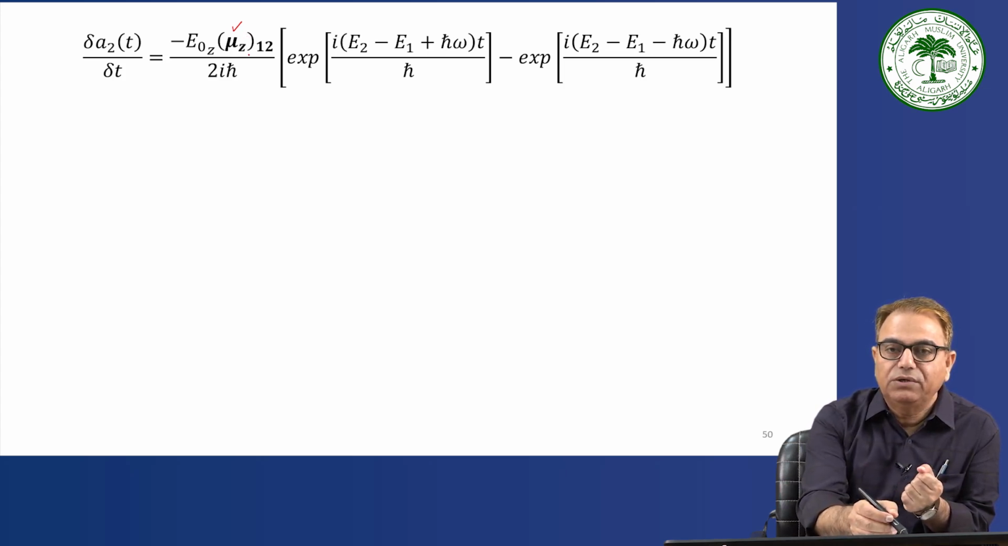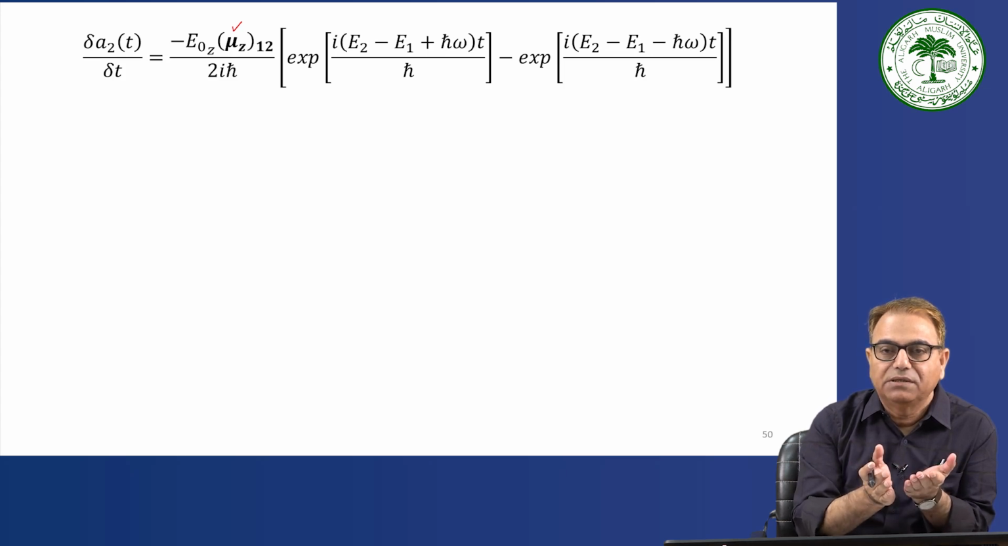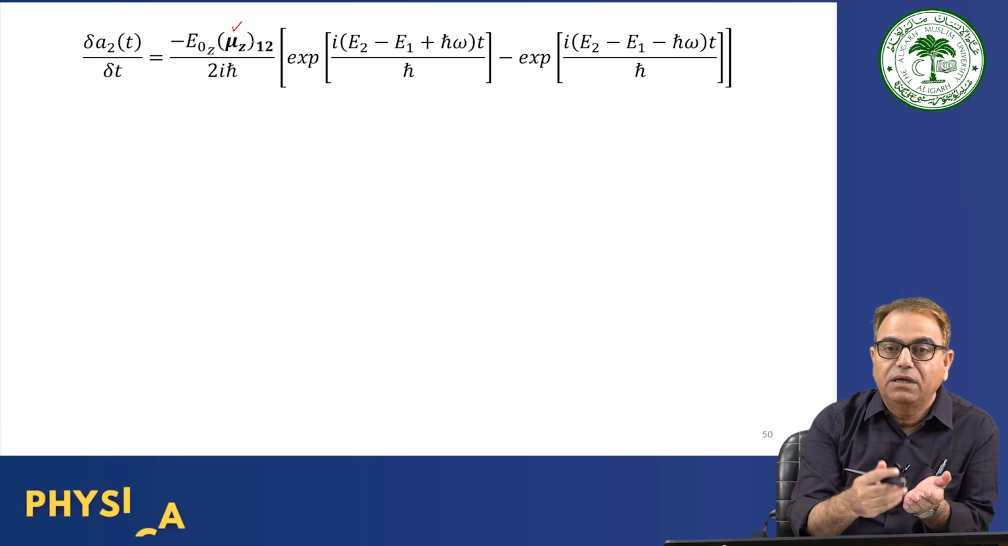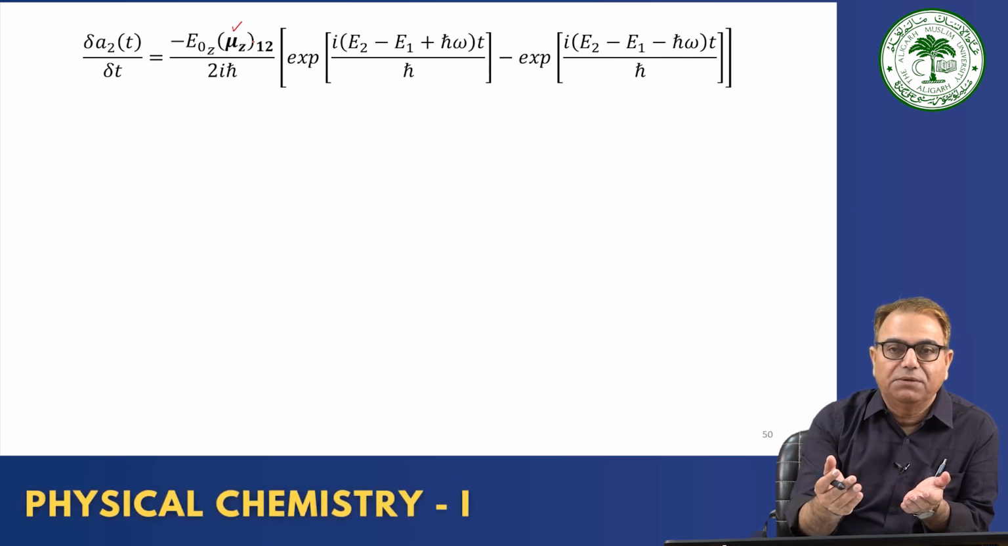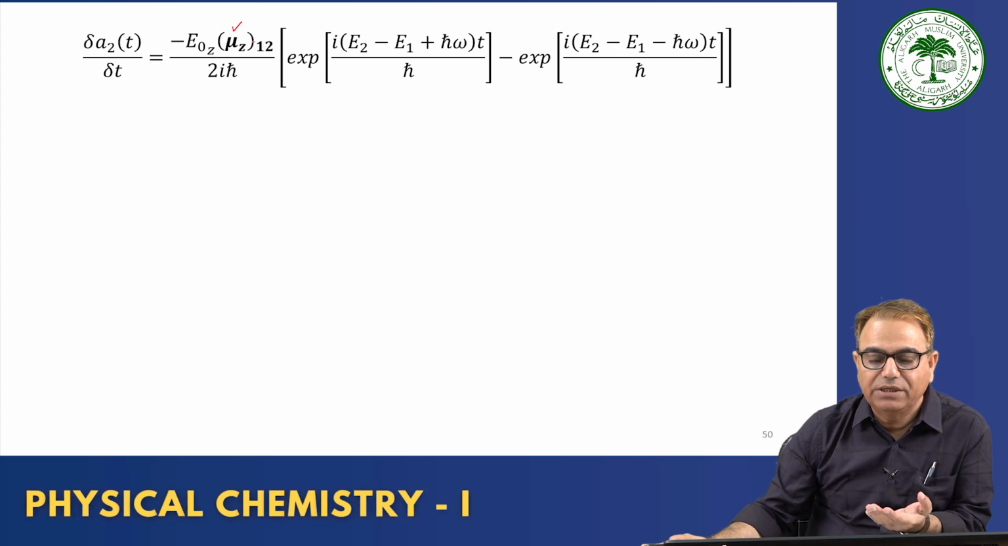So if the transition moment integral is equal to 0, then this probability will also be 0, meaning no transition will take place. That's why we say the transition moment integral must be non-zero for a transition to take place. If it is 0, transition will not take place. Okay, so that is how I use the statement.